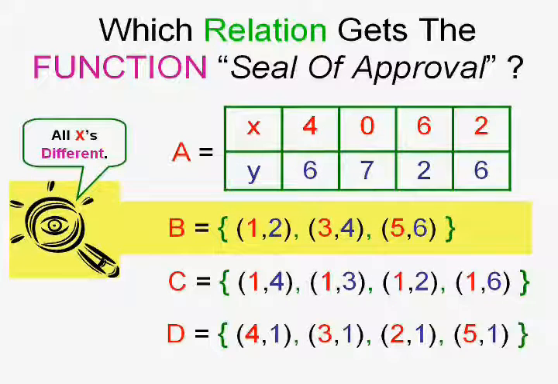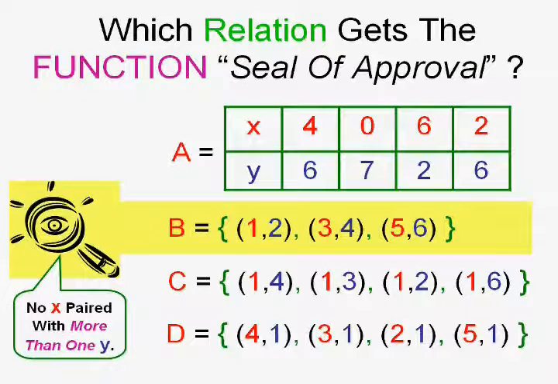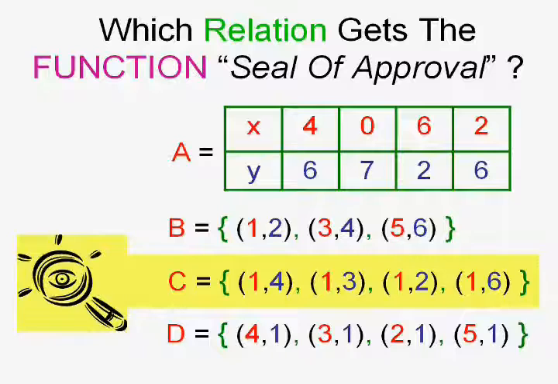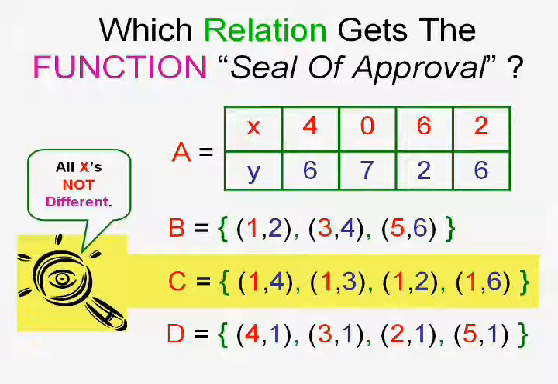All the x's are different. That's probably the easiest way to do it, isn't it? No x is paired with more than one y. So once again, we have a function here, a relation that is a special type of relation, a function.